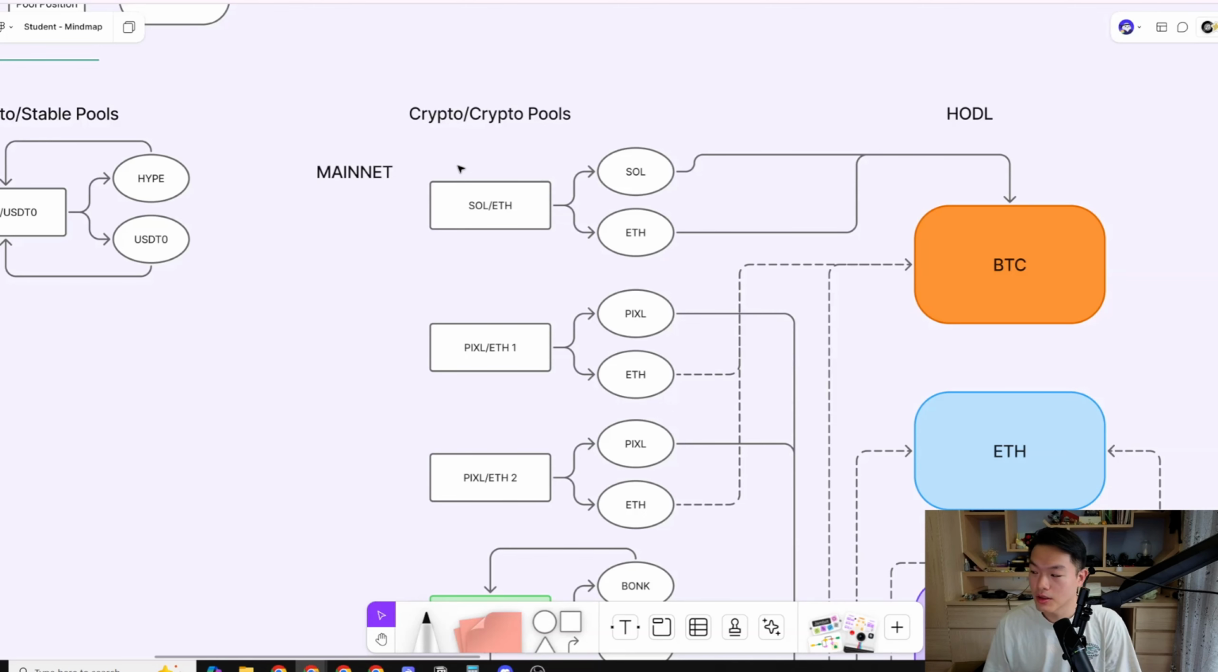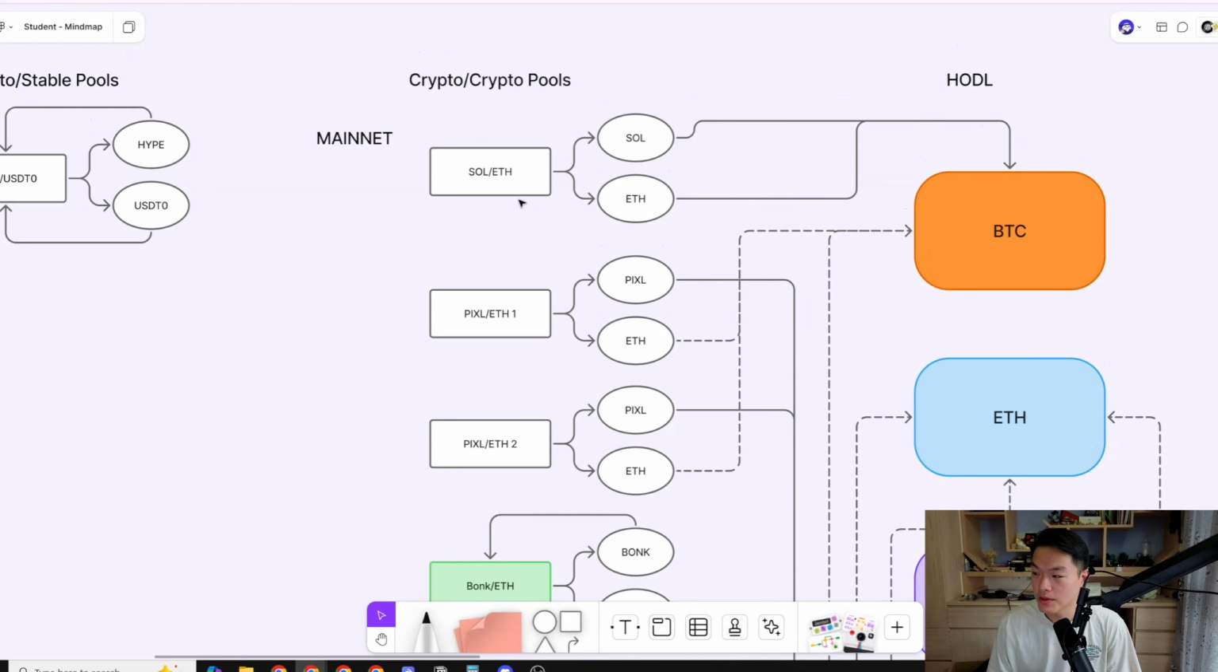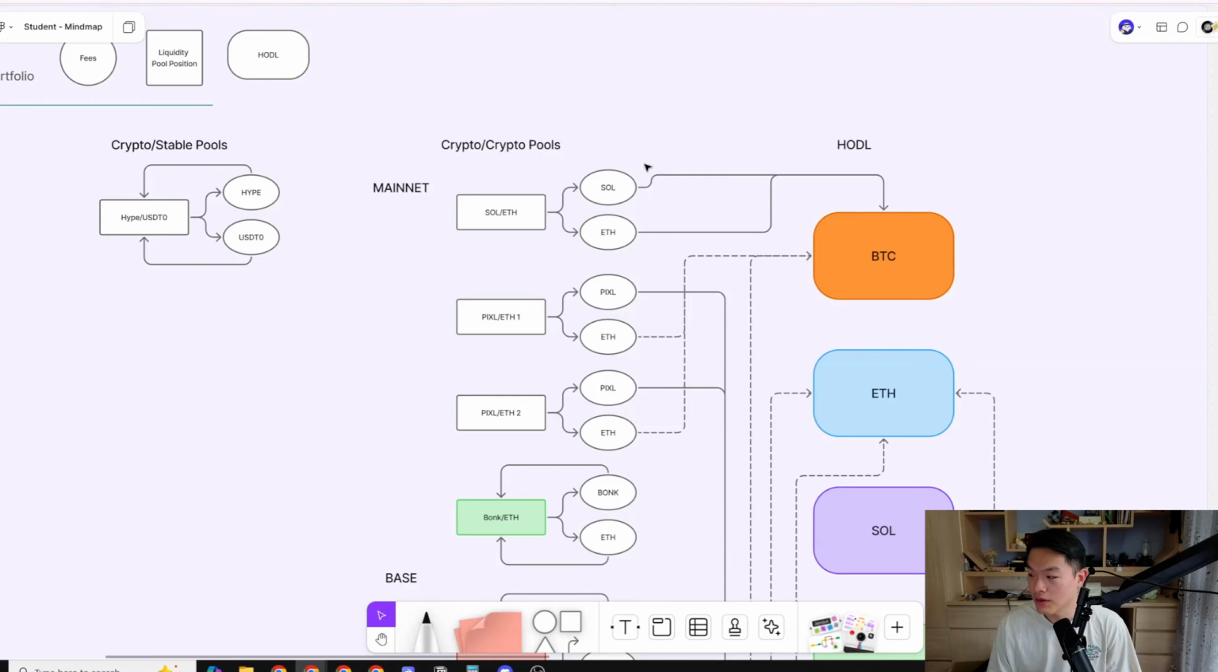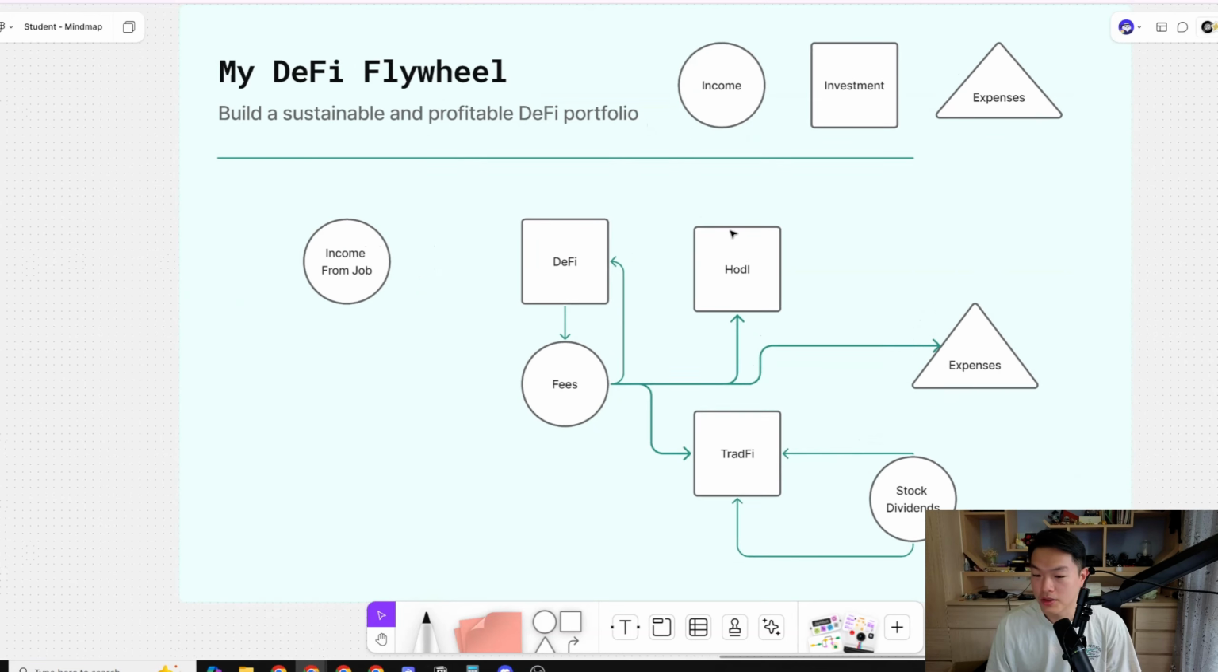I think a lot of people run into problems because they're confused on what to do with the fees, or they're not completely sure how to put them to work. It's because they haven't drawn a diagram like this to break down the fees and their HODL positions, as well as other investments that they may have. For example, my flywheel might look something like this.